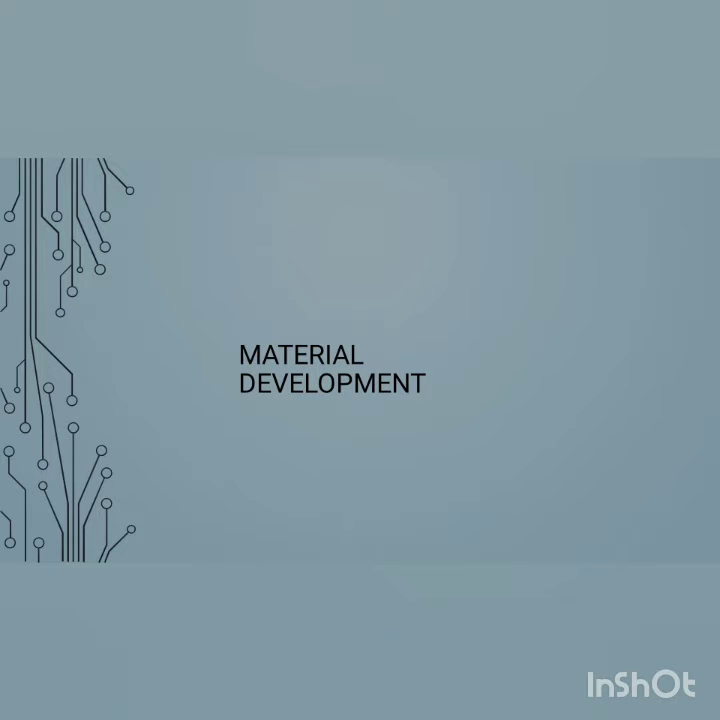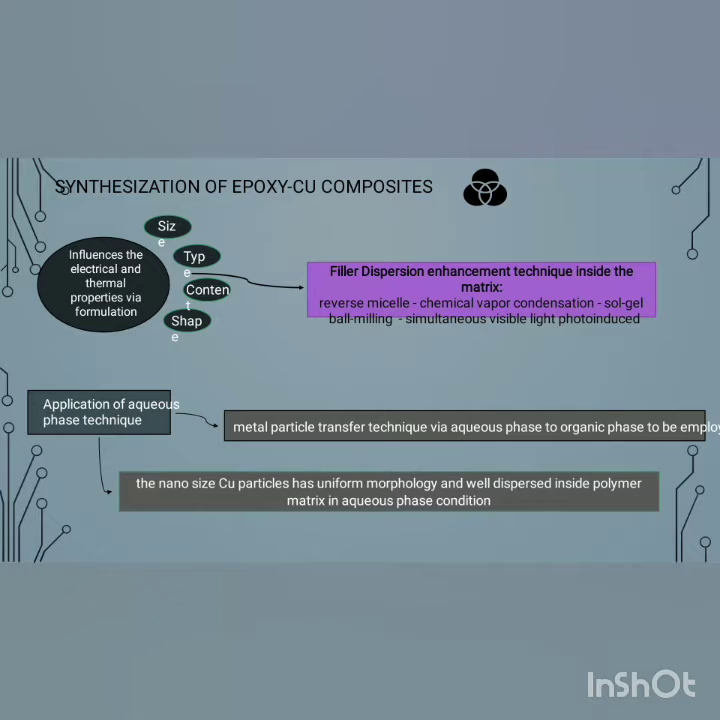Material development. The material development of the epoxy copper nanocomposite strongly relies on the formulation and synthesization of both materials, as this influences the electrical and thermal properties of the composite. Those properties are influenced by the size, type, content, and shape of the filler, which results in the use of filler dispersion enhancement techniques inside the matrix. These are examples of the filler dispersion enhancement technique.